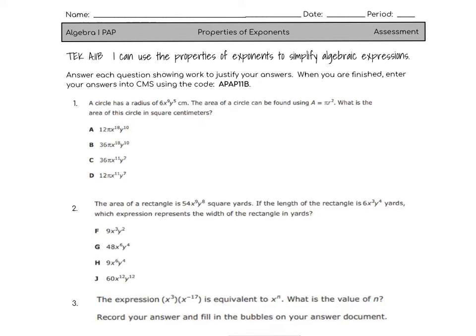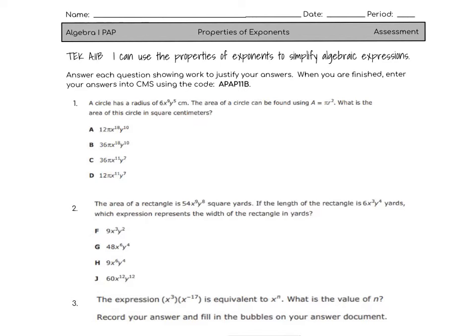Okay, so here is your exponent reteach for this exponents test. Okay, so a circle has a radius of 6 times x to the 9th y to the 5th centimeters. The area of a circle can be found using A equals pi r squared. What is the area of the circle?